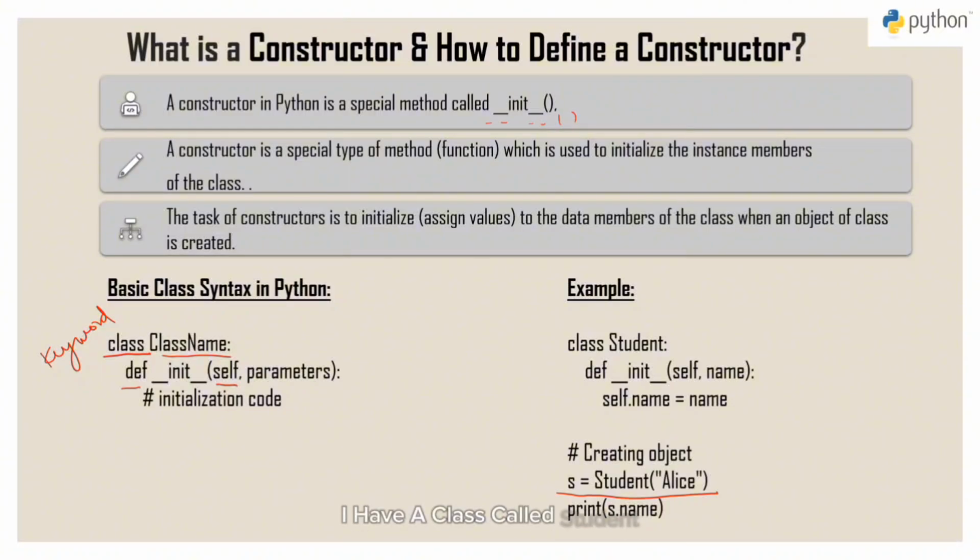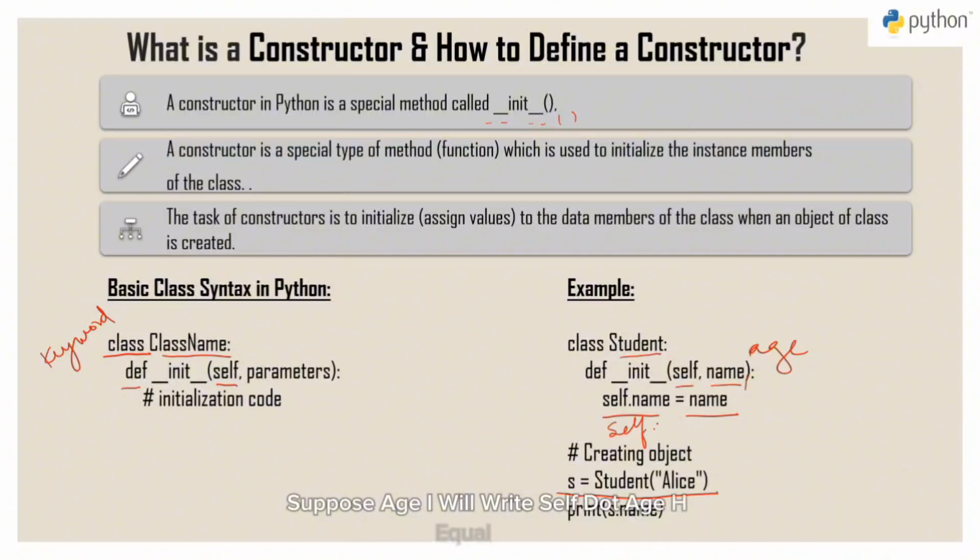I have a class called student and I have created a constructor, double underscore init double underscore, and inside parenthesis I am passing the self parameter as well as one parameter, that is the name parameter. So now I need to write the code for the constructor. We will write self.name equal to name, the same code which we saw for a method in the last video, right? If I am passing one more parameter here, suppose age, I will write self.age equal to age.